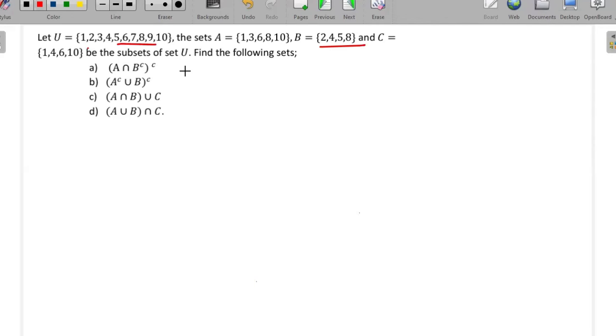Find the following sets. So the first one is (A intersection B complement) complement, and then they have a complement here. So for us to solve this, we first have to simplify the set that we've been given. How do you simplify? We are just going to multiply throughout. You've seen this complement that is outside the brackets. We're going to expand it or distribute it to everything that is inside here.